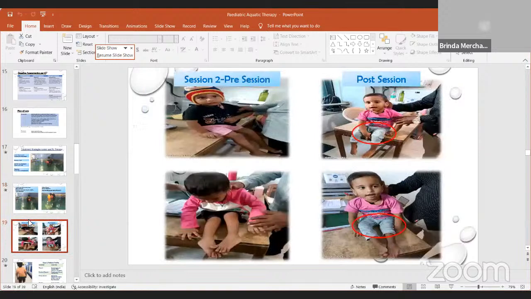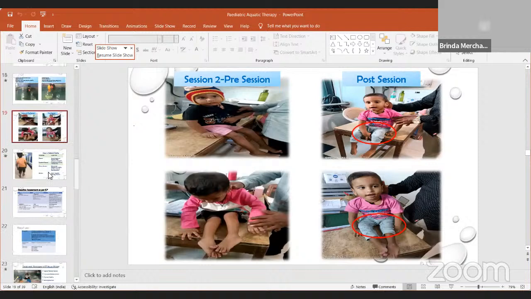And as you can see, this child was with us for 2 or 3 sessions. His parents do not stay in Mumbai. So what you can see in the first 2 slides are what happened before therapy, just in his second session, the alignment before therapy. And the second set of pictures depict his results immediately post therapy, 45 minutes of therapy.